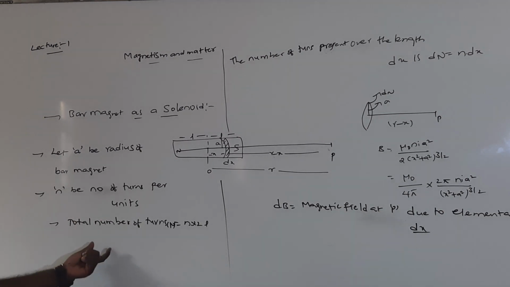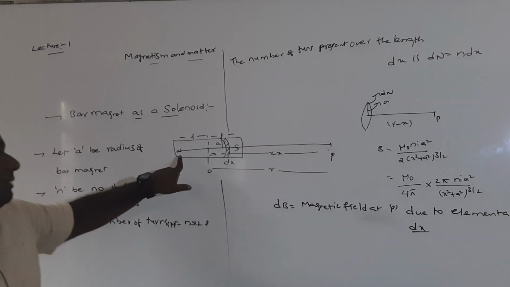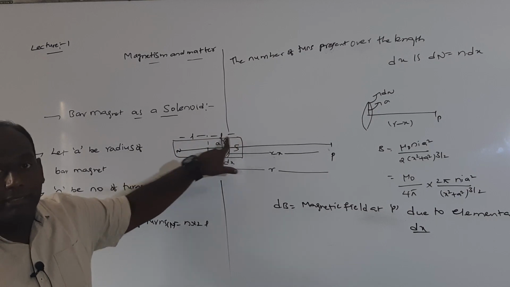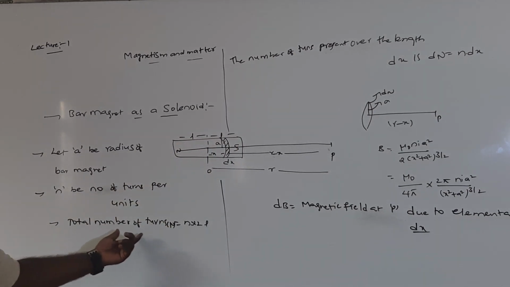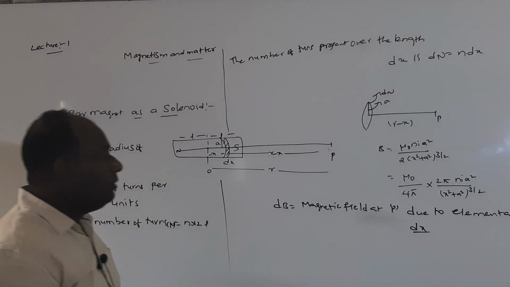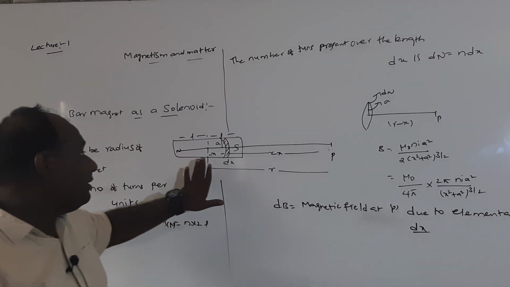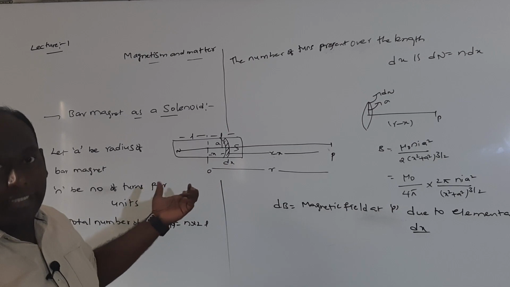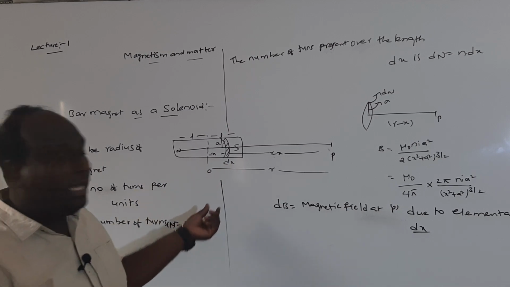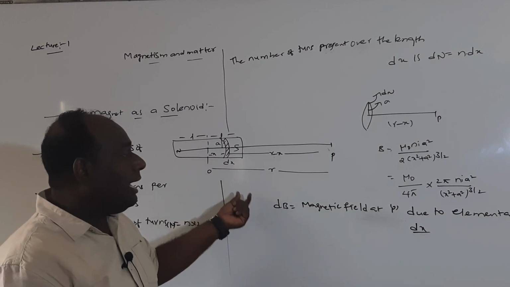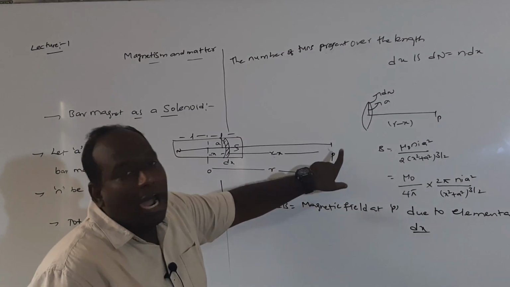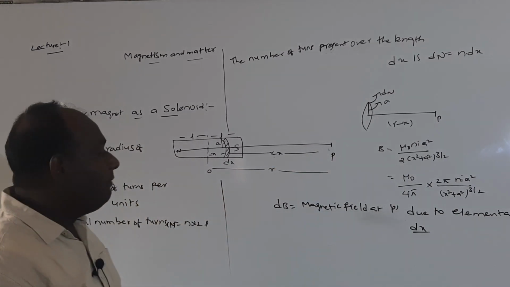If n is the number of turns per unit length, what is the length of the bar magnet? The length of the bar magnet is the distance between the two extremes, 2L. So the total number of turns is n into 2L. First I want to find the magnetic field due to the entire rod, but it is not possible. So I will assume an elemental portion. Because of this elemental portion, I will find the magnetic field at P. After finding it, I will integrate over the whole magnet.